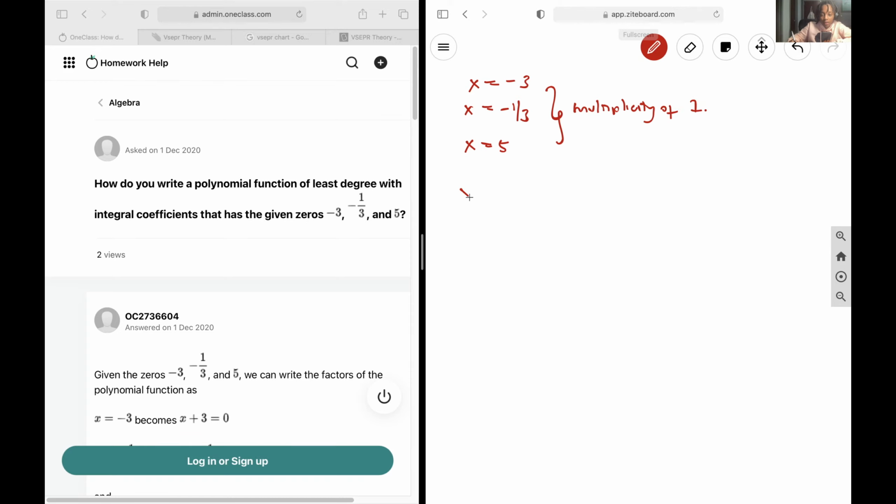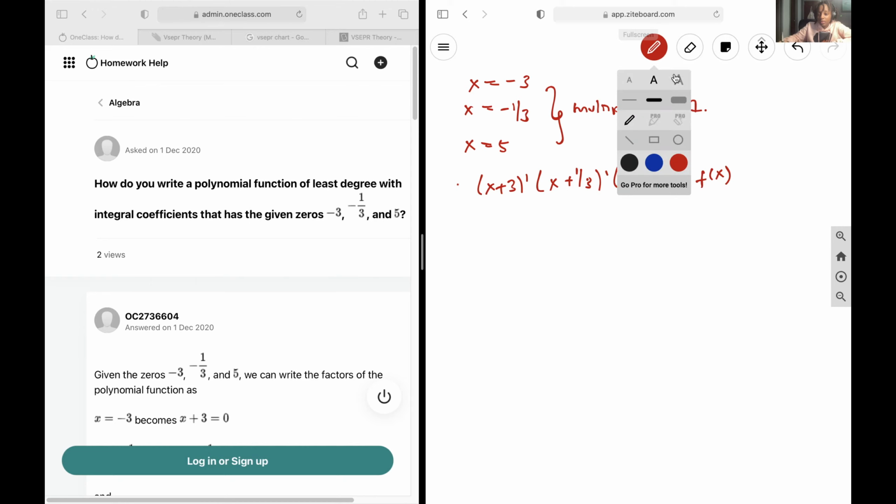Okay, and then we can just rewrite all of them. So it'll be (x + 3) to the power of 1. We're going to have (x + 1/3) to the power of 1, and (x - 5) to the power of 1, and that's going to be our f(x). But we need to note the fact that they asked for integral coefficients. This does not have an integral coefficient because we don't have an integer as the second number. This does have an integer and this does have an integer, but this one it isn't the case.